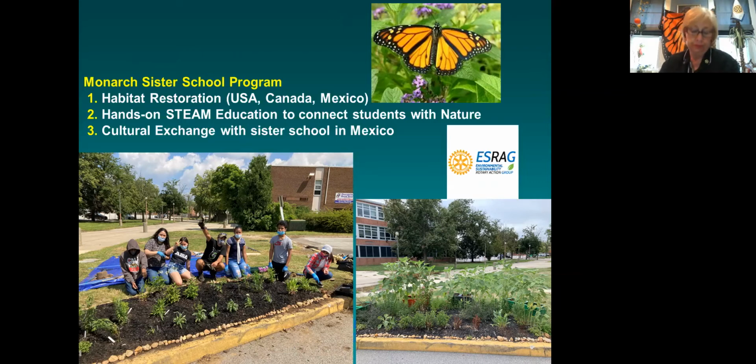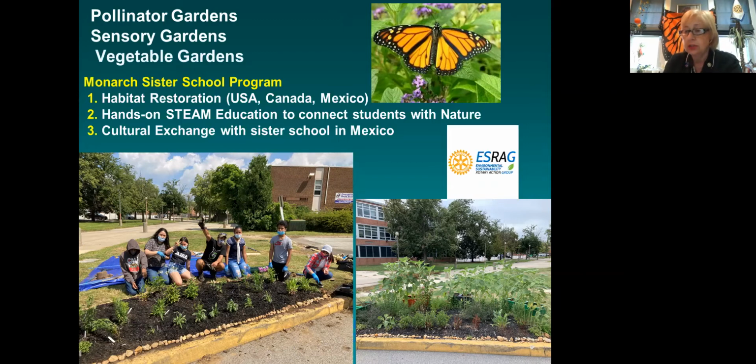So what we do at Monarch Sister Schools is we plant pollinator gardens, and those gardens can also be sensory gardens, and they can be vegetable gardens, or you can plant all three next to each other. So what we try to do is habitat restoration in the United States and Canada by planting gardens. And in Mexico, we plant gardens and we plant oyamel fir trees to reestablish the forests that are being taken away from the monarch's winter habitat.